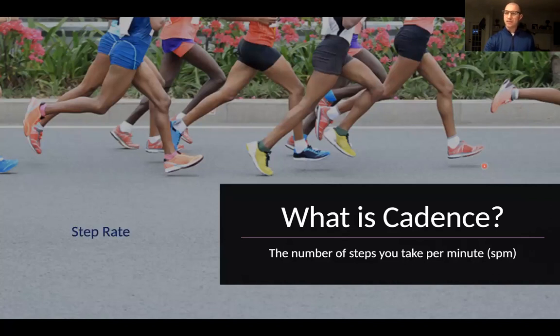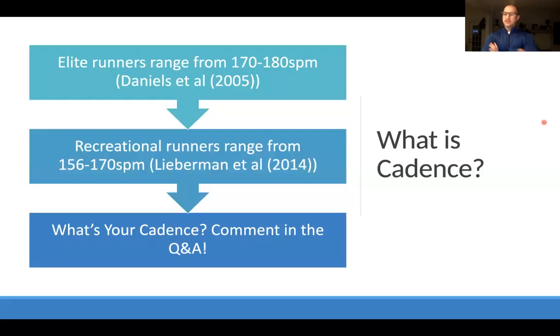It's the number of steps you're taking within that minute. Throughout the webinar today, you might hear me refer to cadence as step rate or step frequency, depending on if I'm citing a research article, or sometimes I use these interchangeably. Cadence, step rate, and step frequency all mean the same thing, which is the number of steps you take per minute.